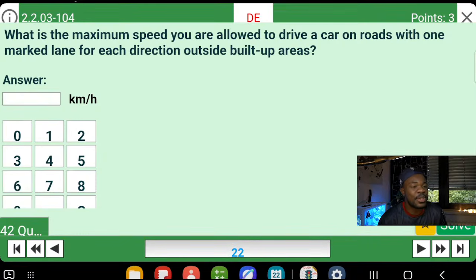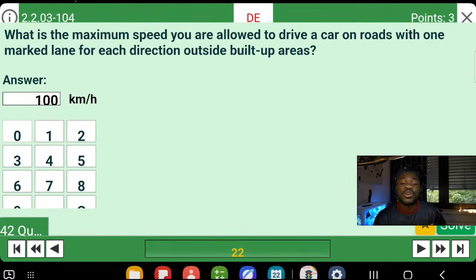What is the maximum speed you're allowed to drive a car on roads with one marked lane for each direction outside built-up areas? So listen, roads like this, with one marked lane for each direction outside built-up areas, we call them what? The federal road, or in German, the Bundesstraße. So on roads like this, without any trailer, just your car, you're permitted to drive 100 kilometers per hour. But if you have a trailer attached to your car, you're only allowed to travel 80 kilometers per hour.